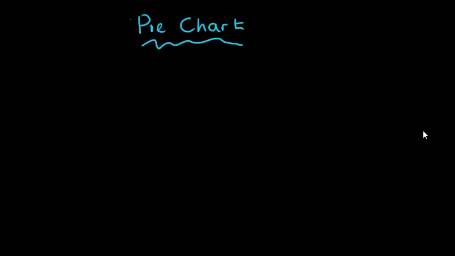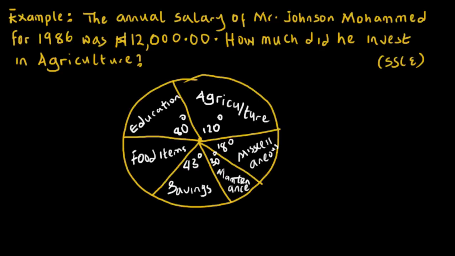In this video, we are going to be continuing with pie charts, and to really explain what I have for us in this video, I think we need to take an example. So let's take an example. The annual salary of Mr. Johnson Mohammed for 1986 was 12,000. How much did he invest in agriculture? Alright, let's solve this question.